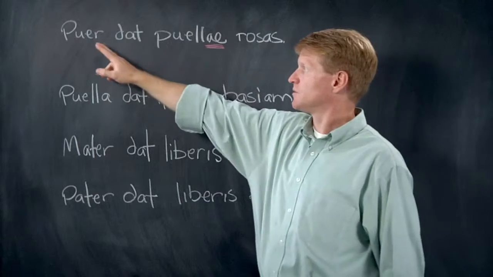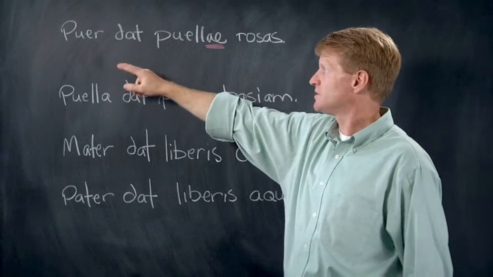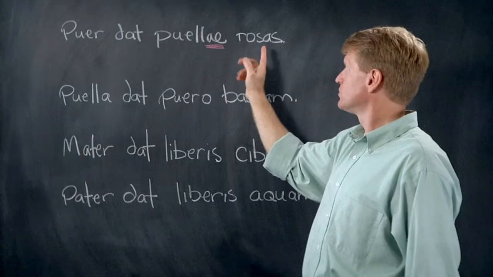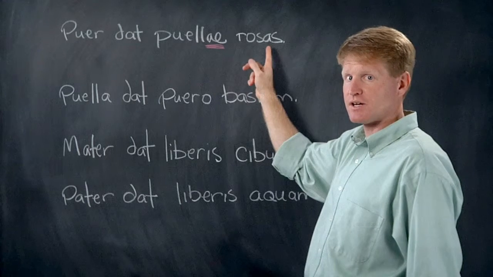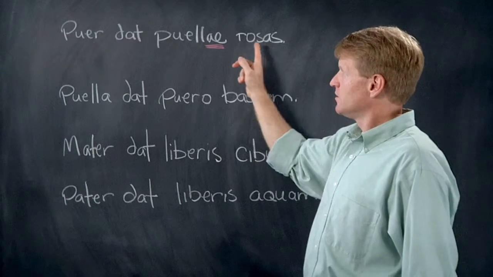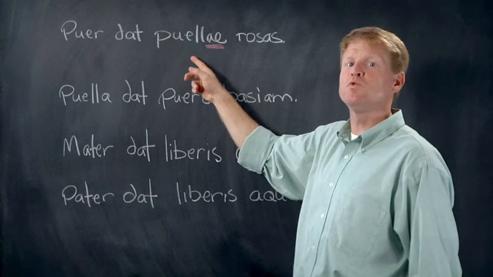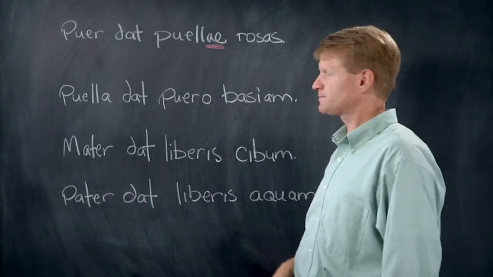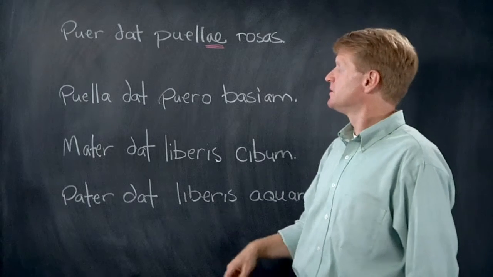Who's the subject? Nominativus, puer. What's being said about the puer? Dat, he gives. What is he giving? Rosas, accusative case, direct object, receives the action. Accusativus. Puer dat rosas to whom? Puelle, dativus. Indirect object, dative case. See that? All right, a little faster on these other ones.